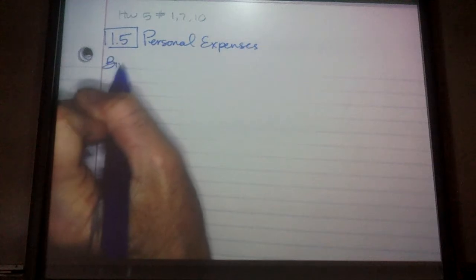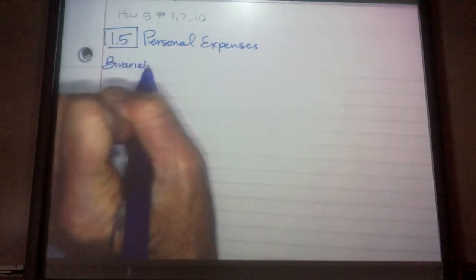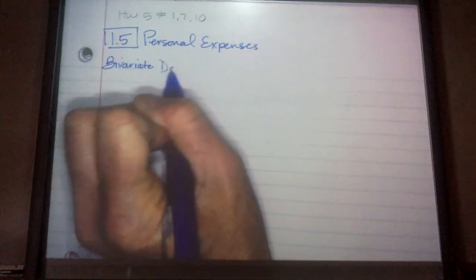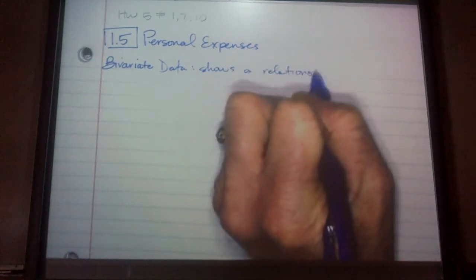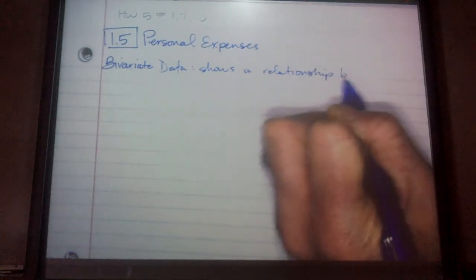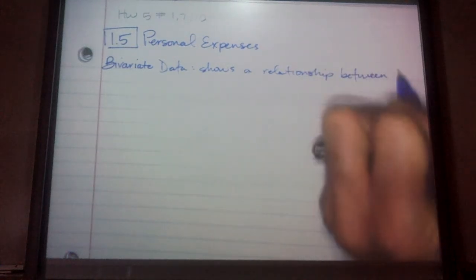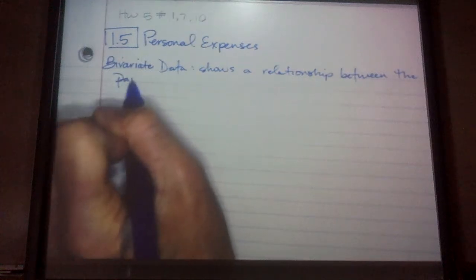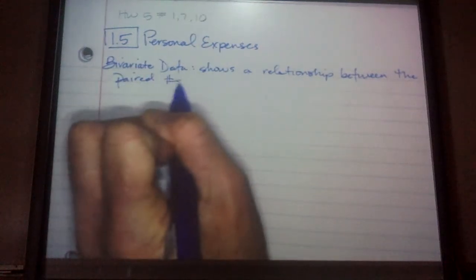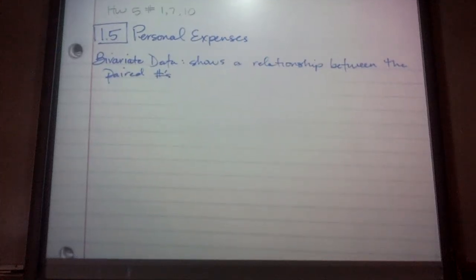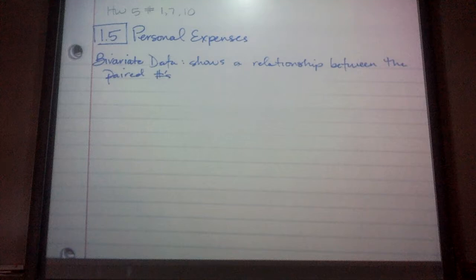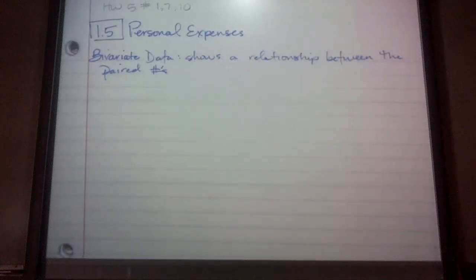So for example, bivariate data is the first vocab that I want to point out. It shows a relationship between the paired numbers. And bivariate means you have two. The word bi, like bicycle, refers to two, or binomial also refers to two.